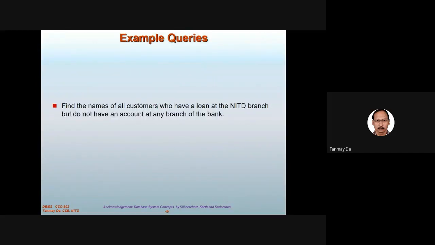Now suppose the next query is: find the names of all customers who have a loan at the NIT Durgapur branch but do not have an account at any branch of the bank. Try to understand the question first. Find the names of all customers who have a loan at the NIT Durgapur branch but do not have an account at any branch of the bank. Not only the NIT Durgapur branch, any branch of the bank, that customer does not have any account. We want such a list of customers.